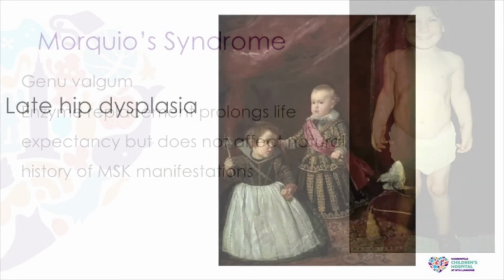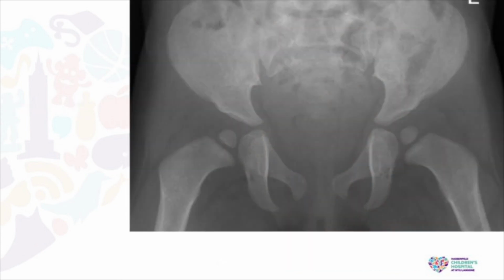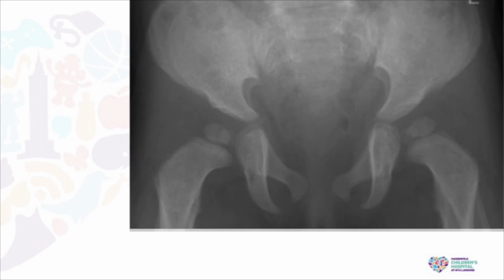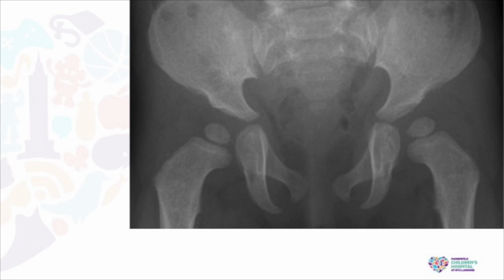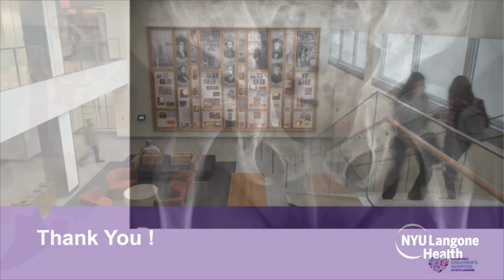It should be noted that enzyme replacement therapy has prolonged the life expectancy for patients with Morquio syndrome, but has not had a significant effect on the natural history of the musculoskeletal manifestations. Thus, clinicians should be acutely aware of the spinal, extremity, and hip consequences of having these conditions. One of the most commonly recognized is late hip dysplasia, which is refractory to brace treatment and, if persistent, requires surgical correction. Good luck!